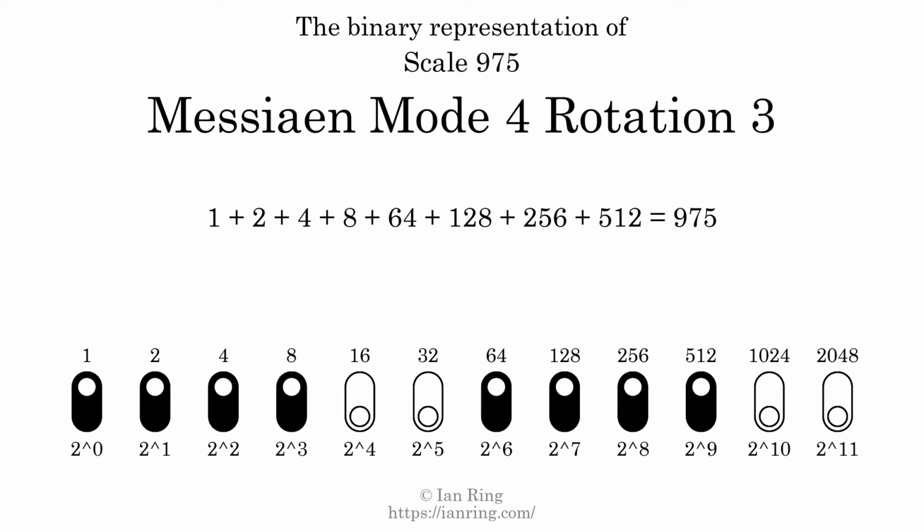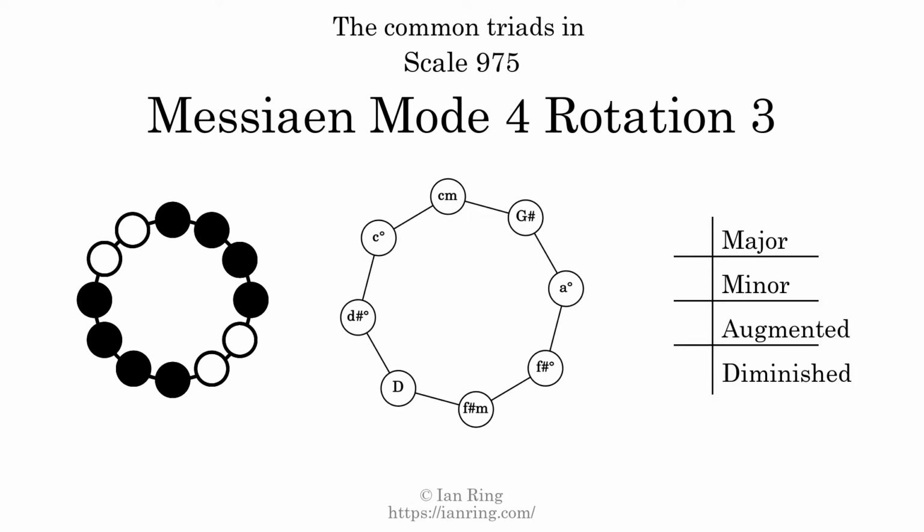The scale number not only enumerates the scale with a unique index, but it also literally describes the tonal content of the scale. Represented as a binary number in base 2, the scale number is 001111001111. Here are the common triads present in this scale.